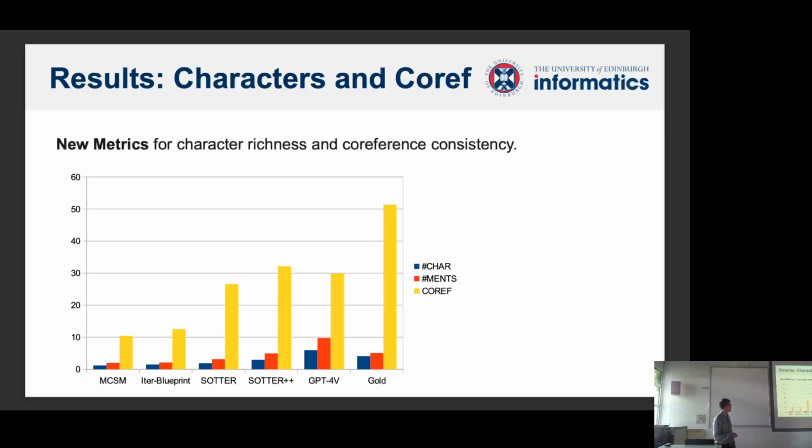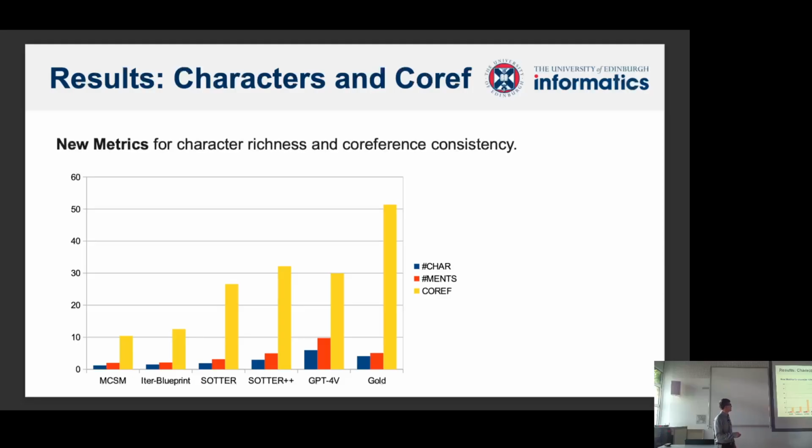These are 2 models from the literature, state-of-the-art models, including our own previous work. This is S-Otter, which we call our model without grounding. And this is S-Otter++, which is a model with grounding. So it's an interesting comparison whether grounding actually makes a difference. This is GPT-4v, which is a visual version of GPT-4. And this is the gold annotation we're comparing to.